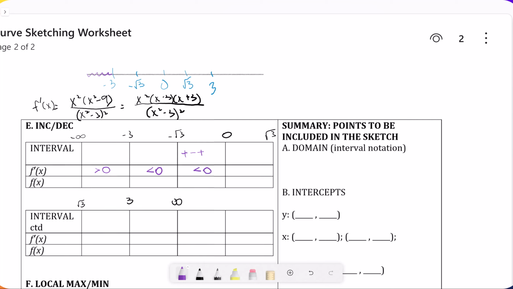From 0 to radical 3, let's choose a positive one. I'm going to have a positive, negative, positive, which will be negative again. Next, from radical 3 to 3, let's choose a 2. We get a positive, we get a negative, we get a positive, that's still negative. And finally, between 3 and infinity, let's choose a 100: positive, positive, positive.